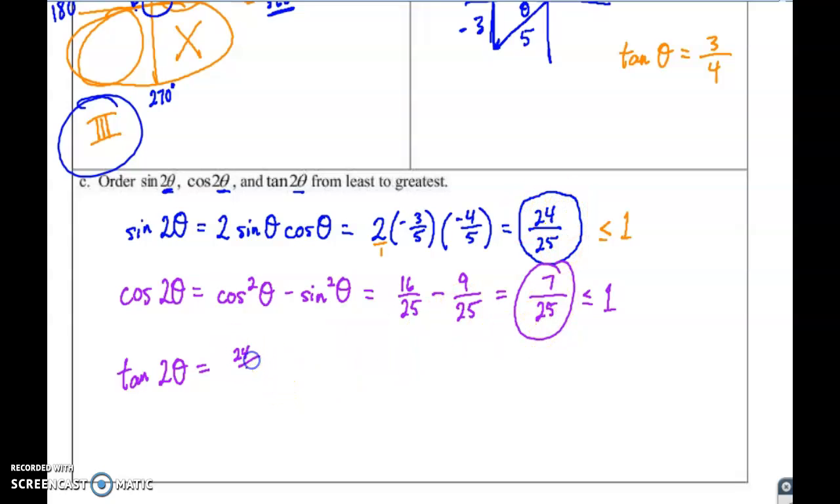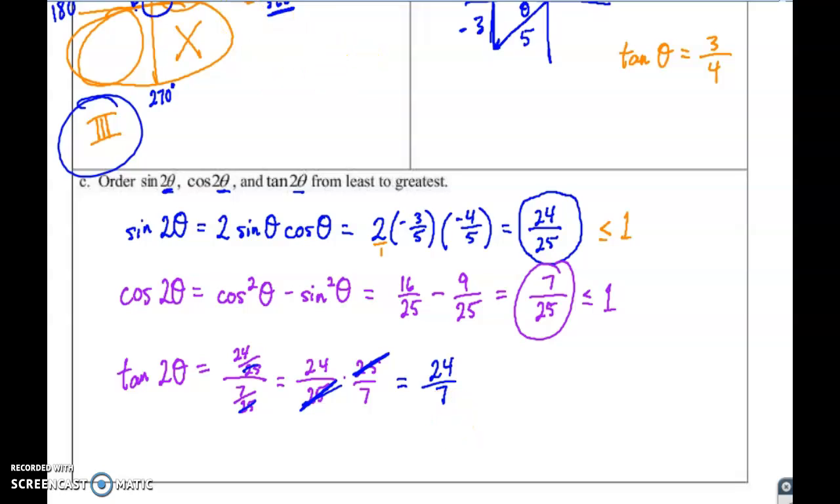So it's 24/25 over 7/25, which also would be the same as doing 24/25 multiplied by the reciprocal, which is 25/7. And I meant to change colors, but I didn't, where the 25's cancel. And you may remember earlier I talked about how those cancel. And we get a number that is larger than 1. Which, okay, that's fine. Tangent can be larger than 1.